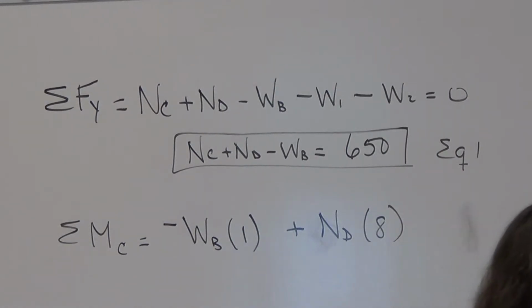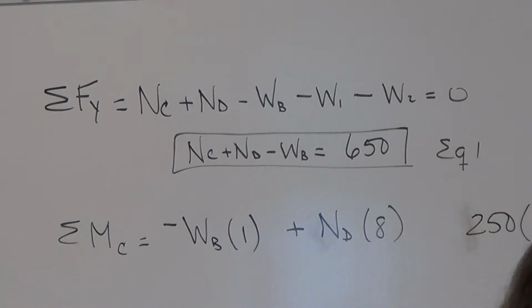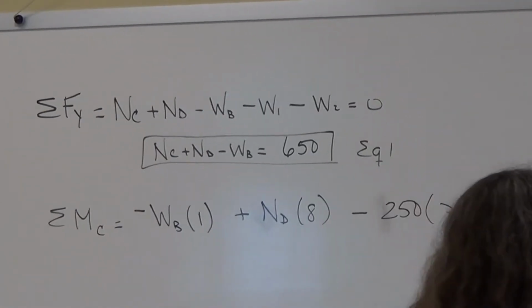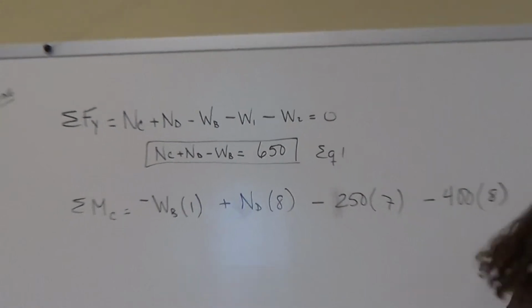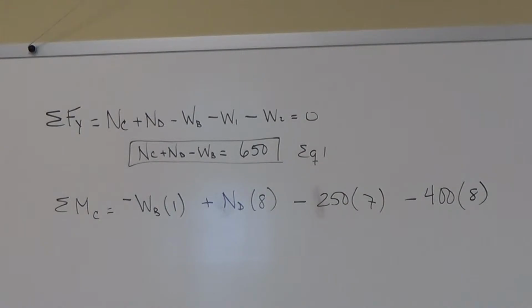Let's plug in the numbers. So W1 is 250. So 250 times, looks like it's 7. Positive or negative? Negative. And then 400 times 8, and that's also negative. Is it 8? It's 9. I don't think that's 7. No, yeah, it's 7. There's this line, which is 1 and this is 6. Uh-huh. 1 and 6 is 7.